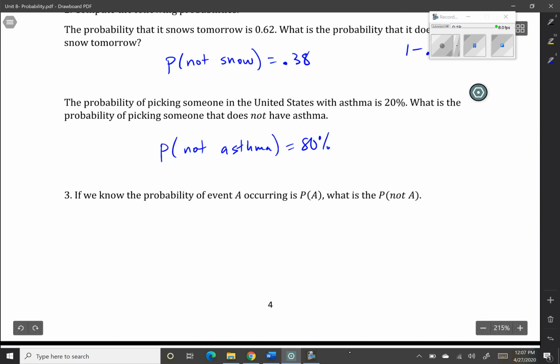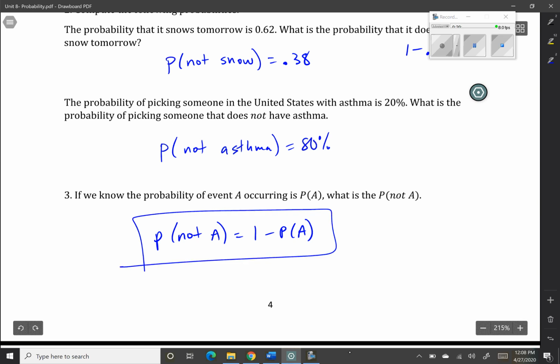And whether you knew it or not, number 2 is actually developing an idea about probability. It says if we know the probability of an event is P of A, what is the probability of P of not A? So P of not A is 1 minus the probability of A. This is actually an idea that you're coming up with yourself using example 2, hopefully.